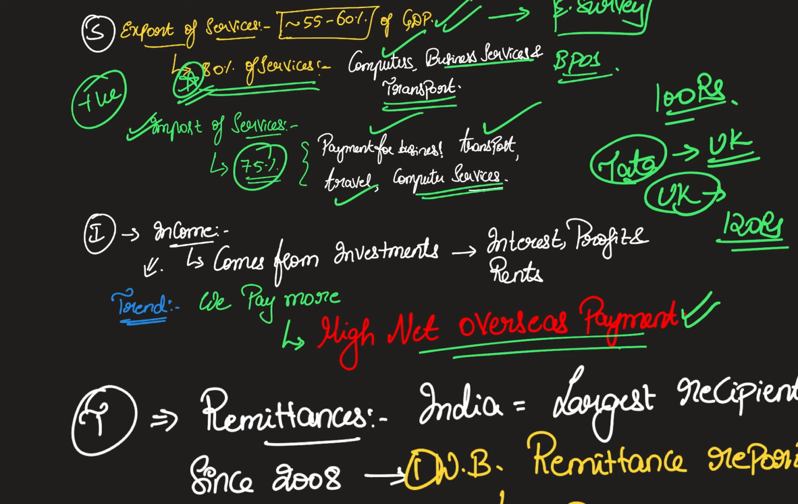Actually, more income is flowing out of the country rather than coming from outside. Income can be interest, profit, and rents whatsoever. So we pay more. Therefore, there is a high net overseas payment. Just remember this term, it is very important.